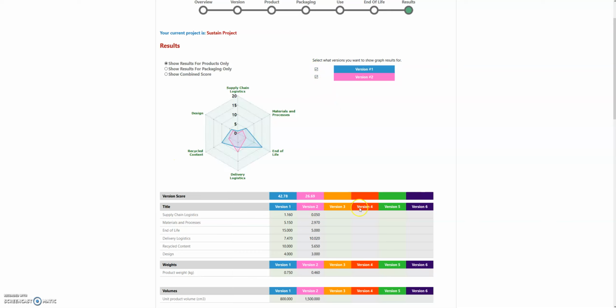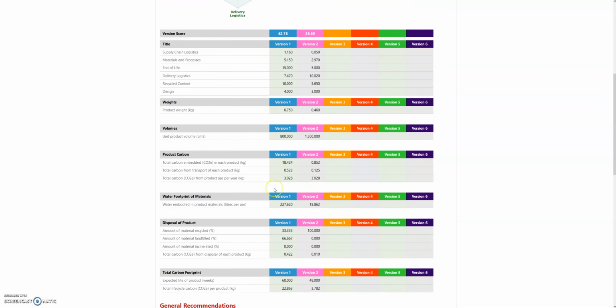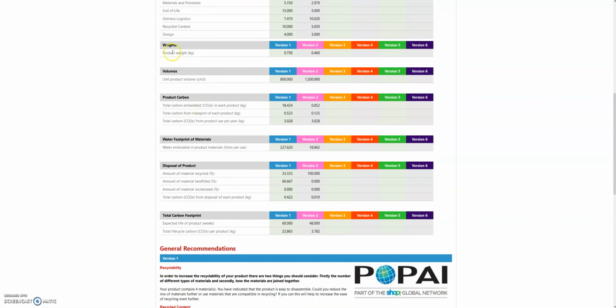Now these are what you would call your qualitative results, the scores, and then further down in the table we have a whole range of quantitative results. So you see things like the weight of your product. Again, version 2 is a lighter product. The volume of your product. Now in this one, version 2 is a bigger product. Total carbon embedded in each product. Again, version 2 is a much smaller carbon footprint.